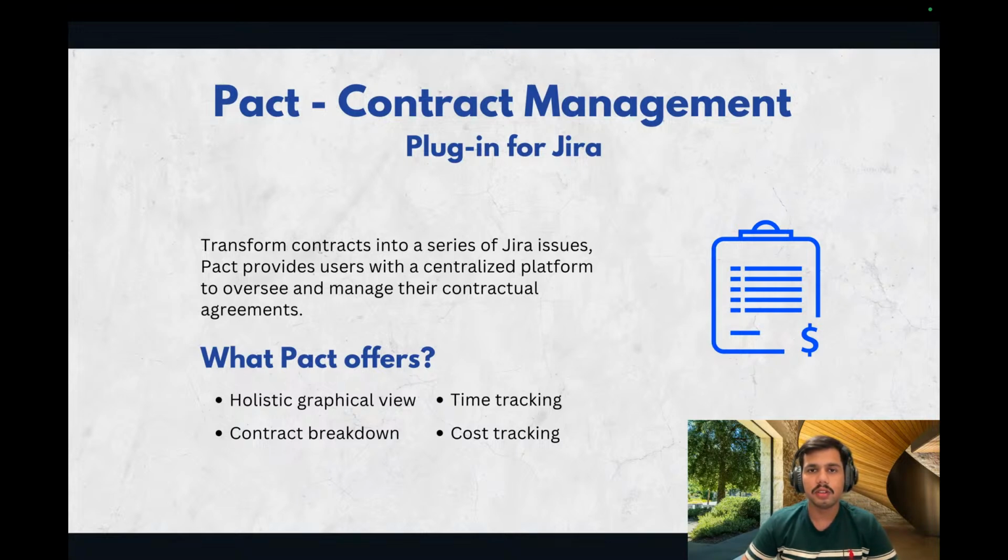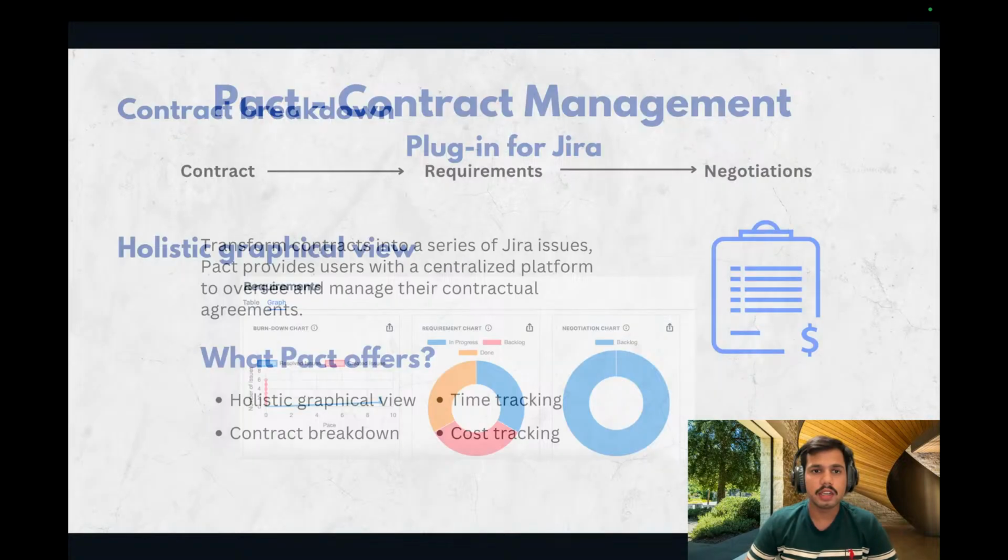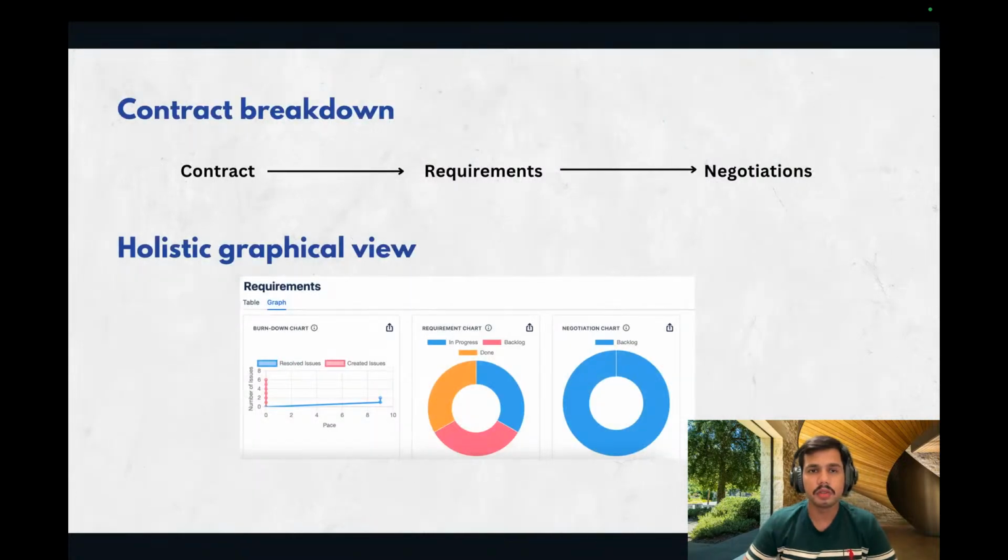Now let us focus upon the offering of the pact, that what pact offers to us, what are the features of the pact that we are getting. So the first feature that we are getting is breaking down the contract in three simple terms. So the first term is a contract, that is the whole thing which we are talking about today. So contract, which is further broken down into requirements. So every contract has some obligations, which is termed as a requirement here. So those requirements you need to fulfill in the contract.